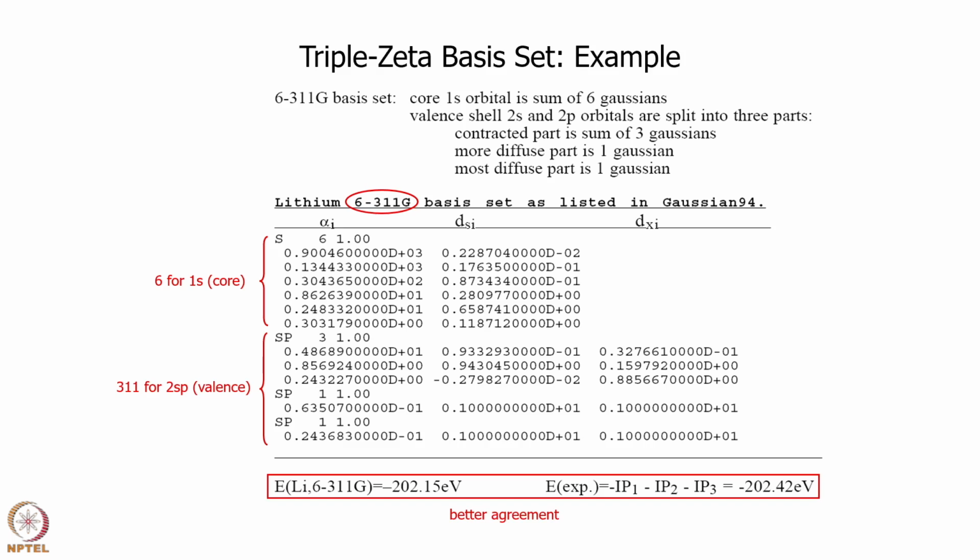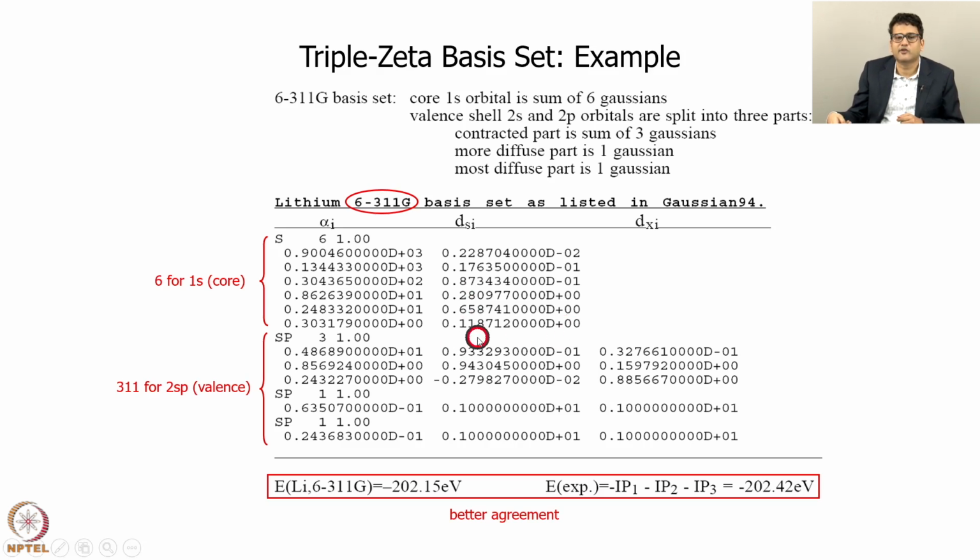So what is there in the triple zeta kind of basis set? Again, see the nomenclature very carefully. It is 6-311G. That means my core will again have a single Slater, and my valence will be split into 3 Slater type orbitals. The first one will be expanded with 3 Gaussians, the second 2 will be expanded with 1 Gaussian each.